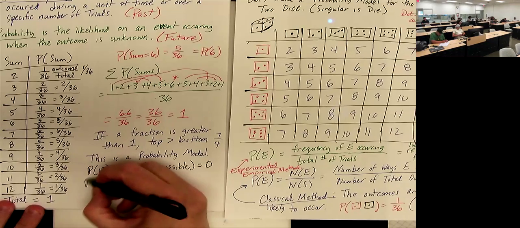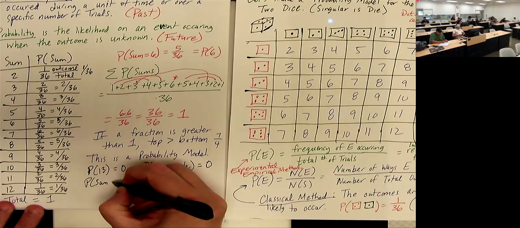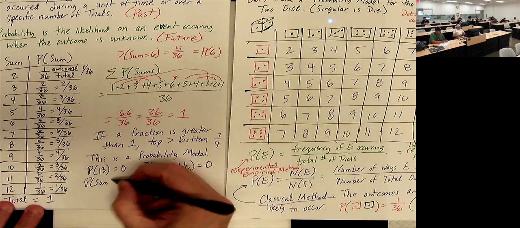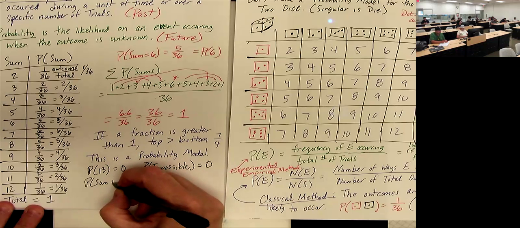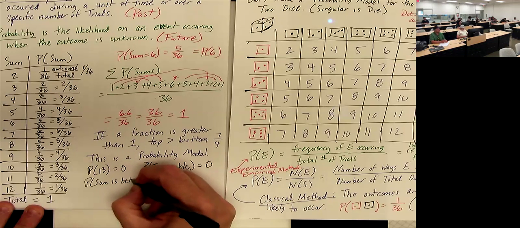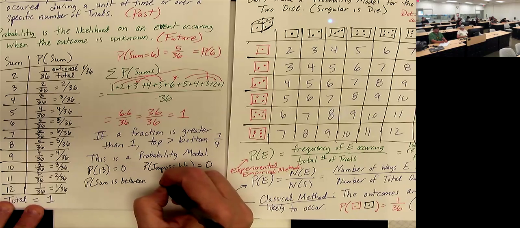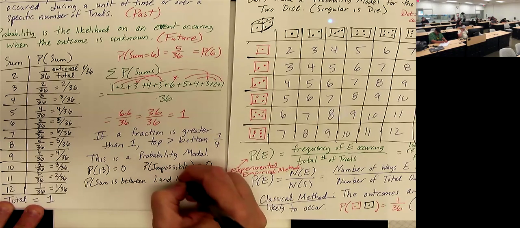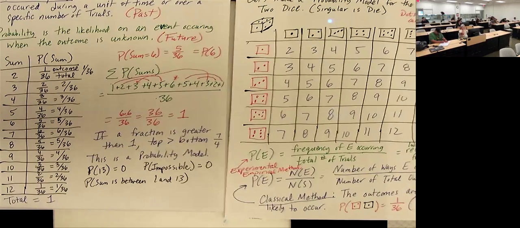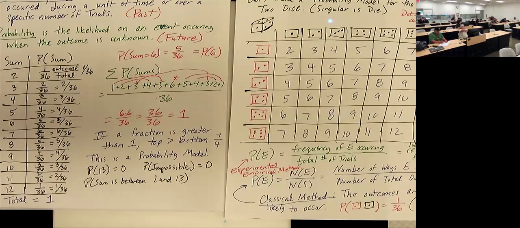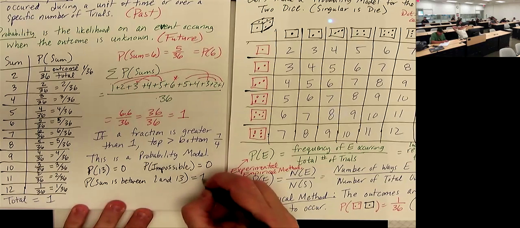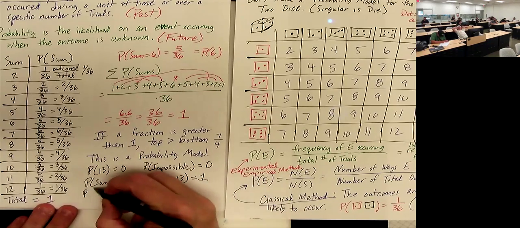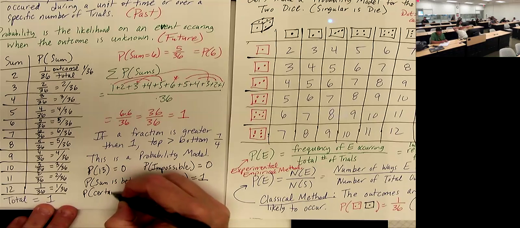What about the probability that the sum is between 1 and 13? So like 2, 3, 4, 5, 6. This is a 1. Probability of certain or guaranteed events.